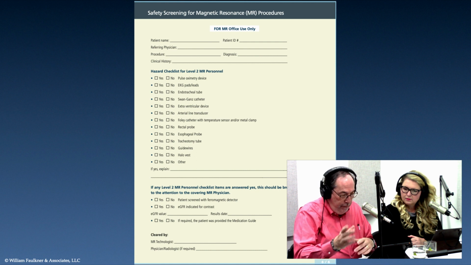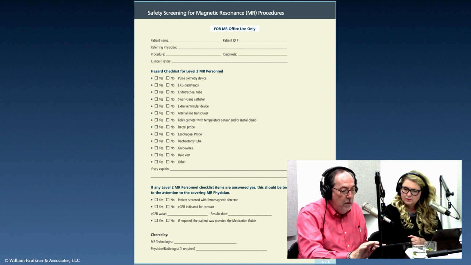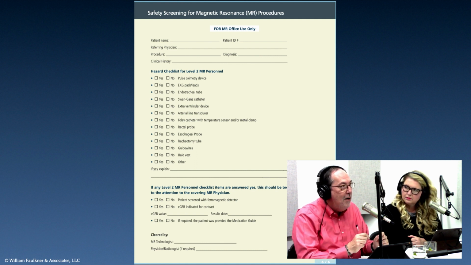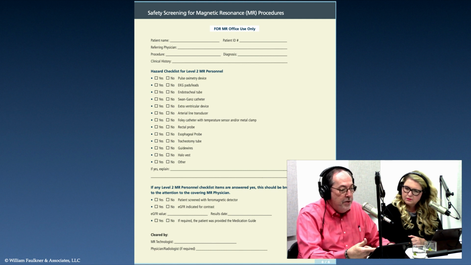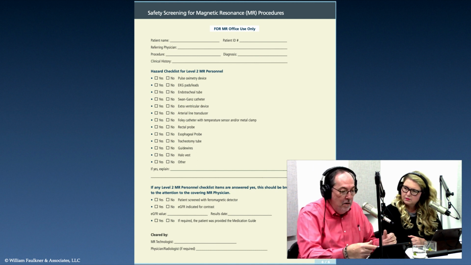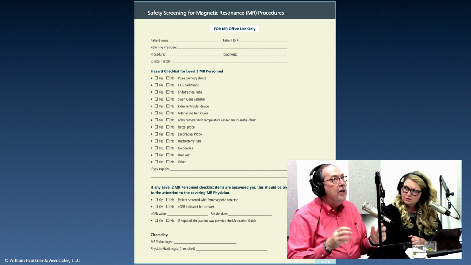So, to that point, if you look on this hazard checklist, and this is for the MR personnel to be checking off, this is like your full stop and final check. It says, do you have a pulse oximetry device, EKG pads, leads, endotracheal tube, Swan-Ganz, extraventricular device, arterial lines, reducer, Foley with a temperature sensor, which people go, oh, that's okay. No, it's a wire, right.